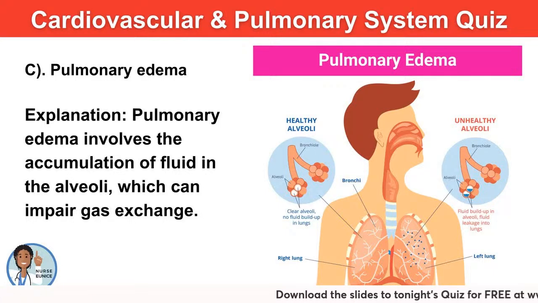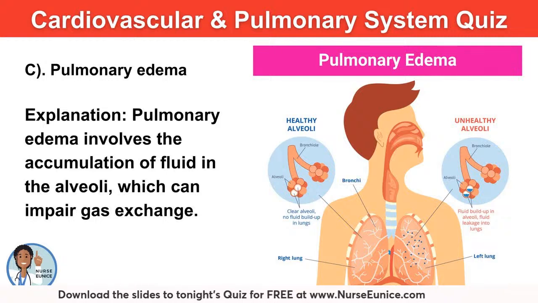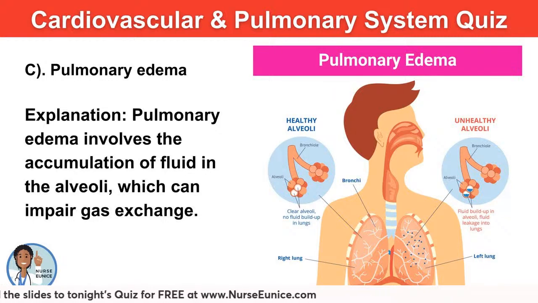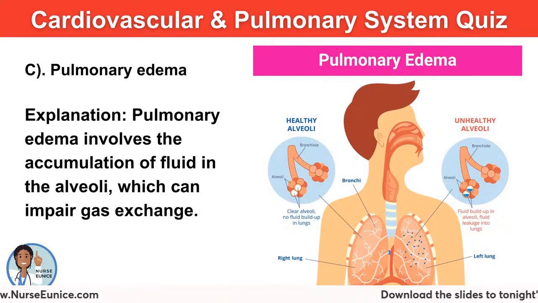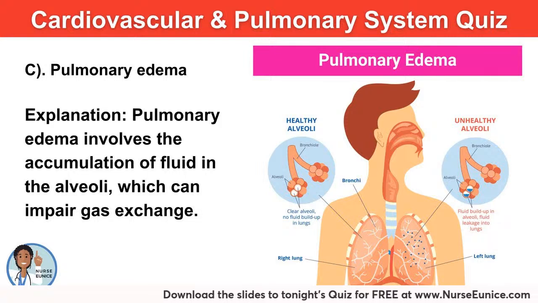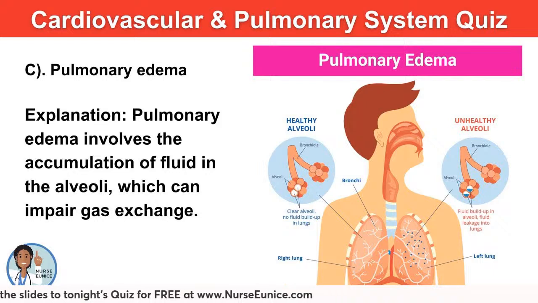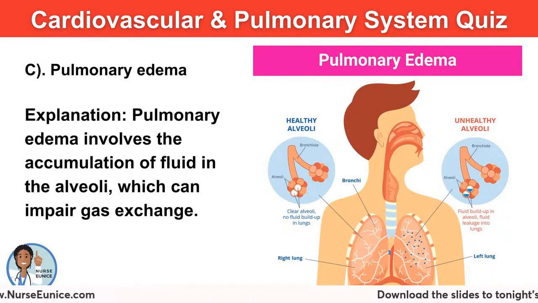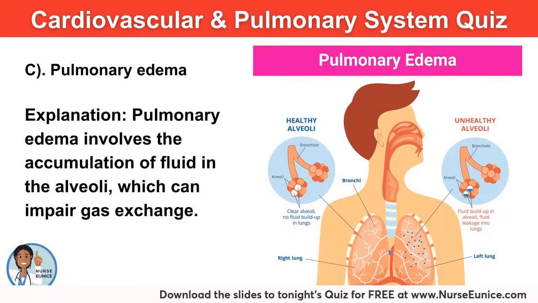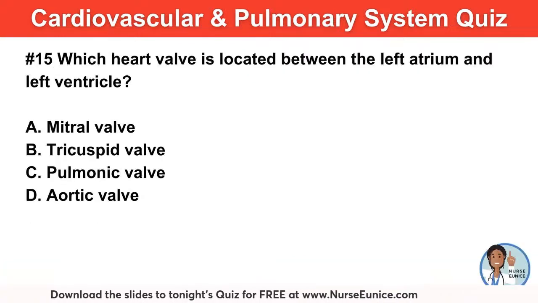Let's see. So we have pulmonary edema. It is C. Great job, team. So pulmonary edema involves the accumulation of fluid in the alveoli, which can impair gas exchange. So the alveoli are those sacs that should be containing air or oxygen. So when they get filled with fluid, of course, the person's going to have a lower oxygen saturation. So that would be what we refer to as pulmonary edema. The lungs are filled with fluid instead of oxygen.